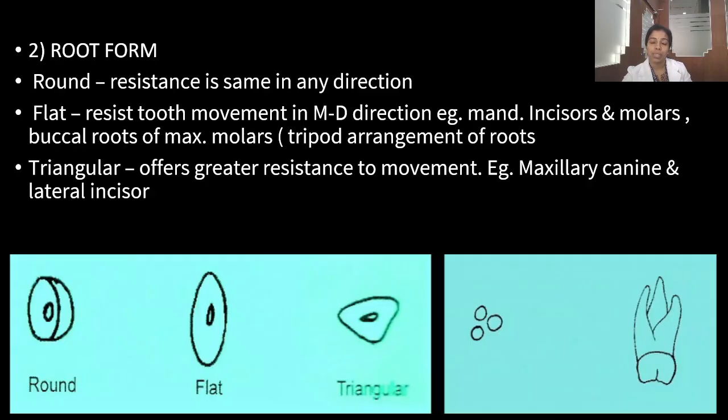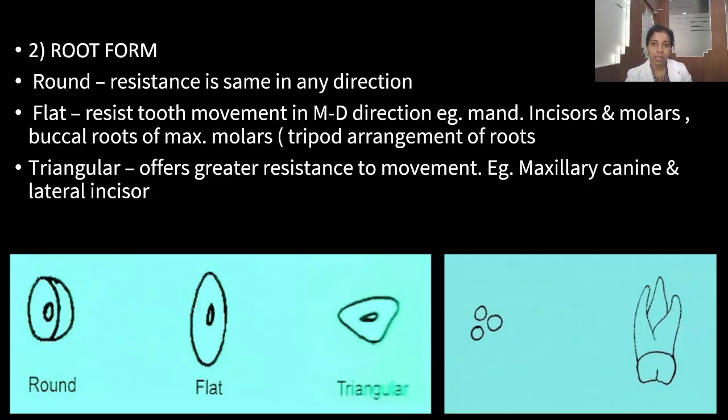Round teeth, basically maxillary anteriors, maxillary first molar, and the palatal root of the maxillary first molar, have a round root section. As it is round, the resistance to movement in any direction, either mesial, distal, buccal or lingual, is the same for the round tooth form.